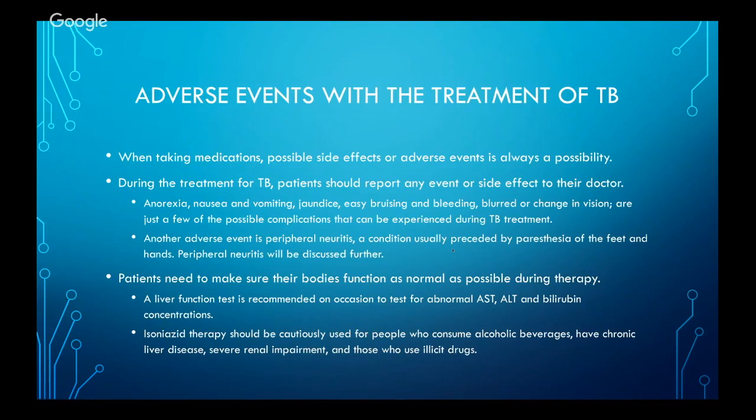A more severe but somewhat preventable adverse event is peripheral neuritis, a condition usually preceded by paresthesia of the feet and hands. Patients should have a liver function test occasionally to monitor AST, ALT, and bilirubin concentration levels, especially those at high risk for hepatic complications. Isoniazid therapy should be cautiously used in people who drink alcoholic beverages, have chronic liver disease, severe renal impairment, or those who use illicit drugs.